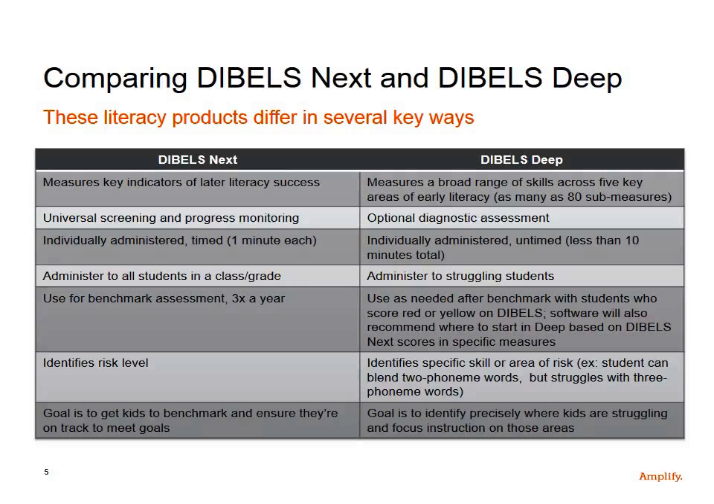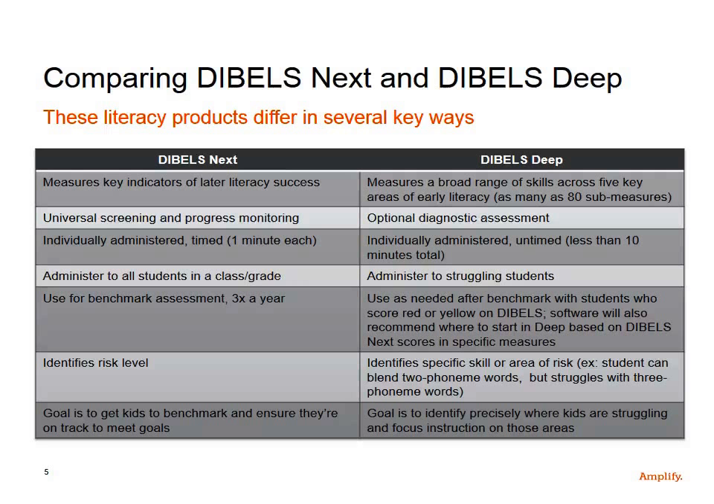DIBELS Next is administered for all the students in the class and the grade, whereas DIBELS Deep is assessed just for struggling students. And then DIBELS Next is given 3 times a year, like I said previously. And then for DIBELS Deep, you're going to wait until you finish your benchmark assessments. You identify the students that need help, your yellow or your red students in DIBELS Next. And then the software will actually go ahead and recommend a starting point within Deep for you to determine where that student needs help.